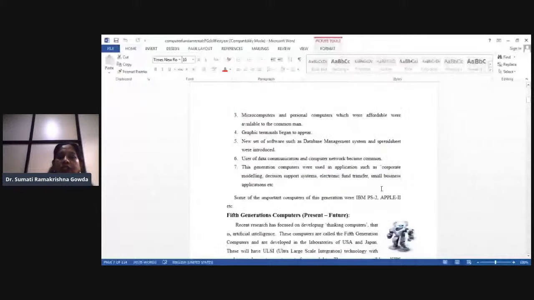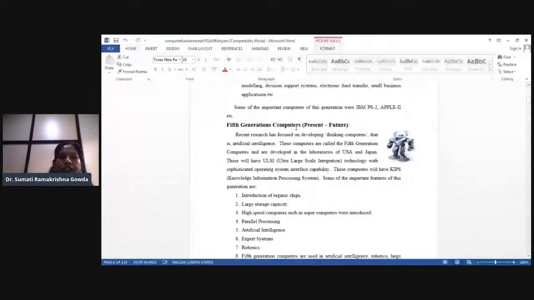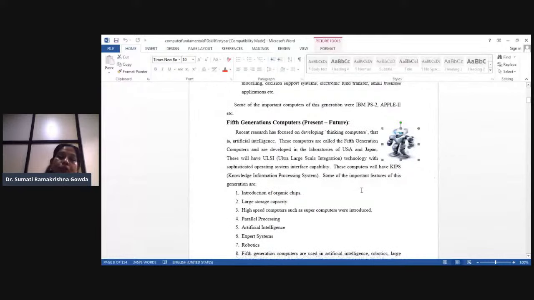Okay, then the fifth generation. This is robots and artificial intelligence. They are still designing it so that the computer will think and decide which is correct or not. So they are using knowledge information processing systems, with parallel processing and artificial intelligence. All this you are seeing in the news and all; they are supercomputers.